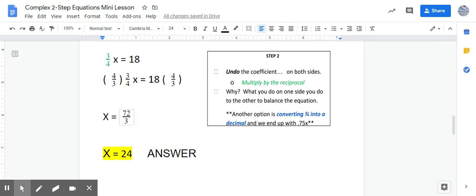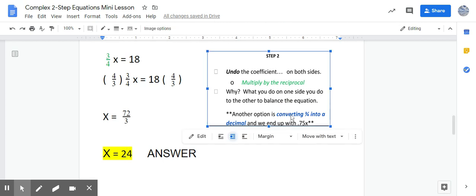But we're not done here, right? We're going to divide 72. So we're going to divide 72 by 3, and that's going to give us 24. Okay? And just remember, 3/4 x, you could also convert 3/4 into a decimal, which would be 3 divided by 4, and that will give you 0.75x. We're not going to go into it here, but just take a note of that because I know that we've done that as well.